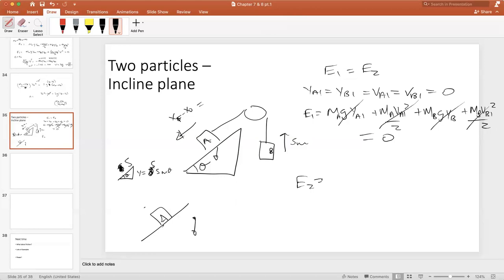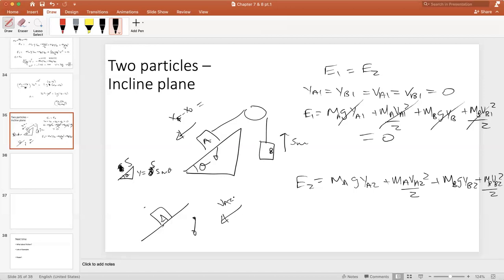But E2 is m_A g y_A2 plus m_A v_A2 squared over 2 plus m_B g y_B2 plus m_B v_B2 squared over 2. However, the velocity of A down the incline, v_A down the incline, right, is in the down the incline direction, okay?